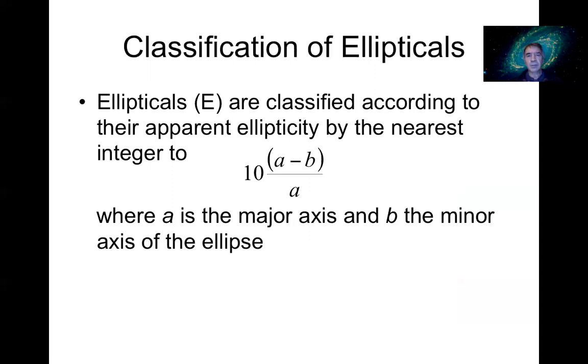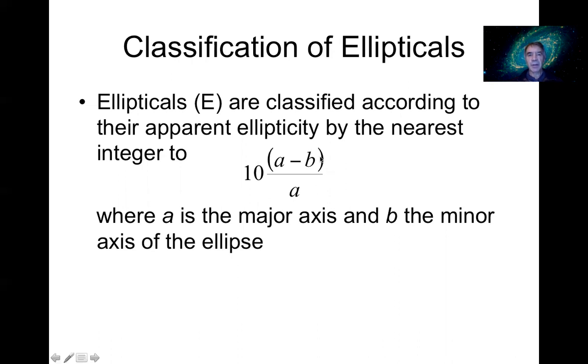So let's deal with the ellipticals first. You can see that on that diagram, ellipticals were designated with a capital E, fairly obviously, but there was also a number following them, an integer number. And that integer number comes from how elliptical the galaxies appear on the sky, okay?